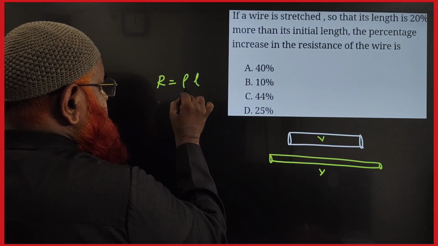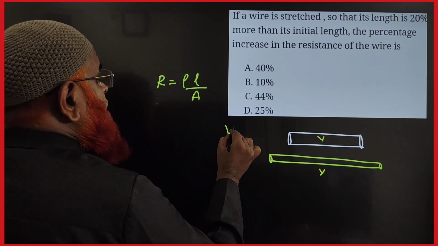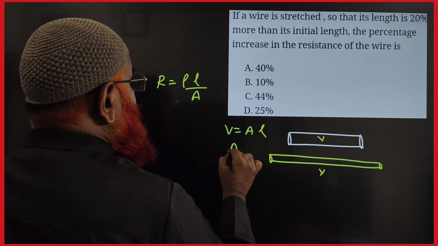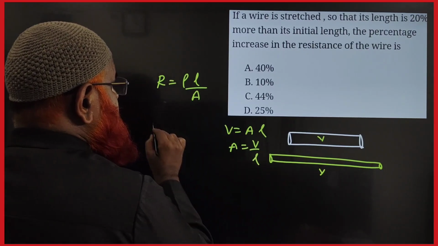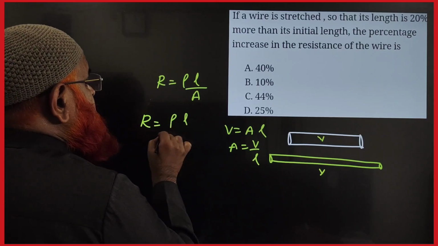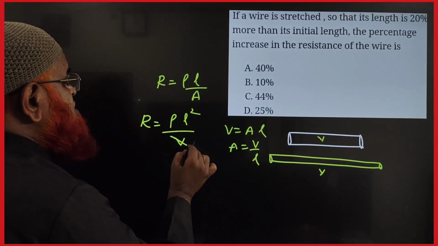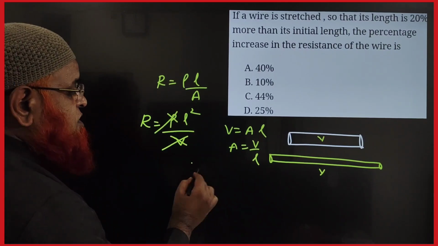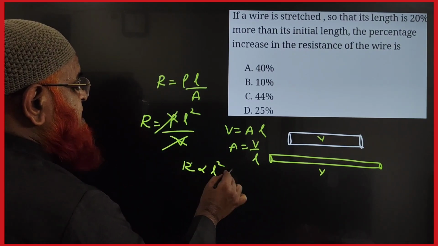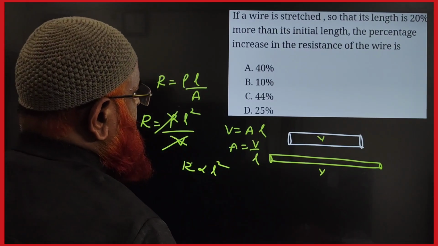You all know resistance is nothing but rho L by A. Volume is nothing but area into length. Area is nothing but volume by length. So therefore rho L by A, with A being volume by length, so length comes in the numerator. Volume is going to be constant here, and specific resistance is also constant. So resistance is directly proportional to L square.